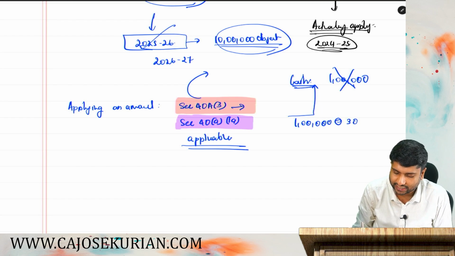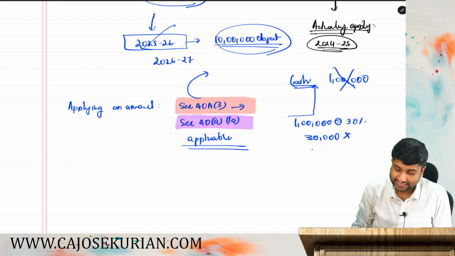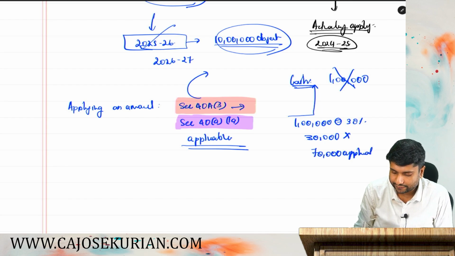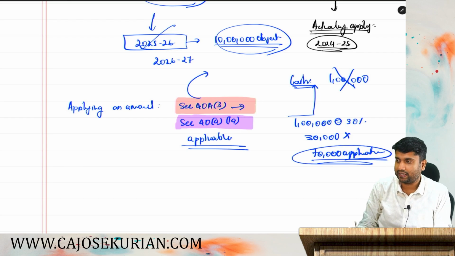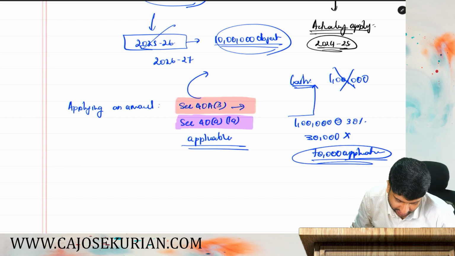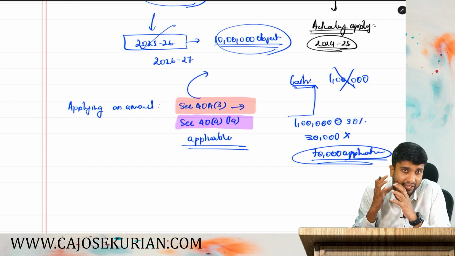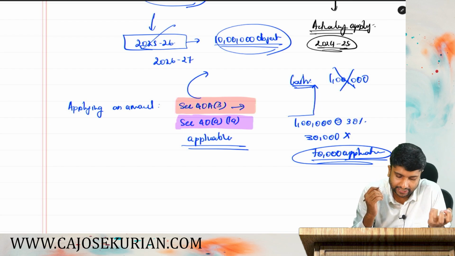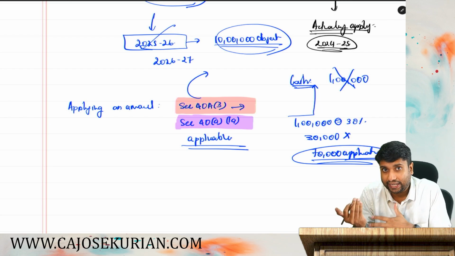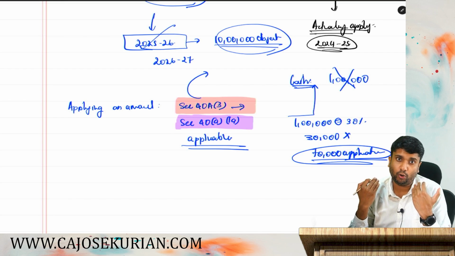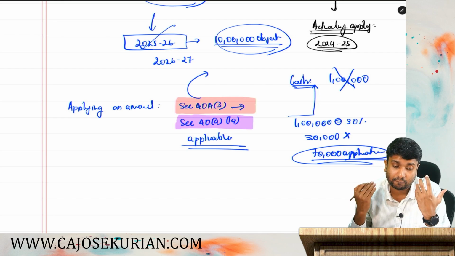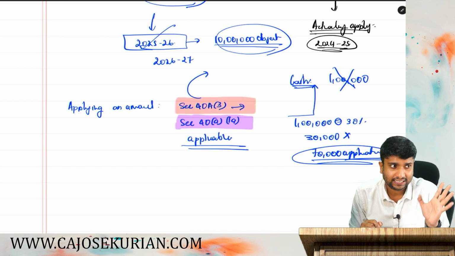30% of 1 lakh shall be disallowed. So 30% I cannot claim as application. 70%, yes, I can claim as application. 70% I can definitely claim as application, 30% I cannot claim as application. This is the point. So when you are applying an amount, both section 40A3 and 40A1A will come into picture. Both are applicable when a trust applies their amount. I hope it is clear.